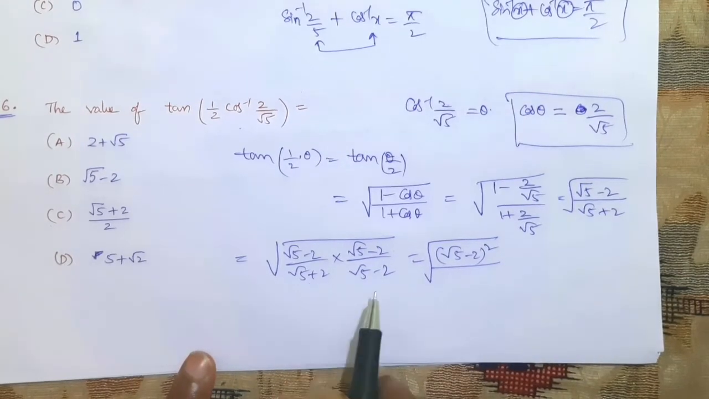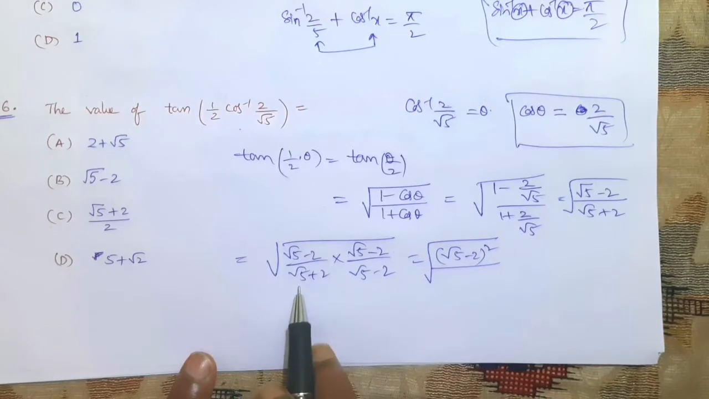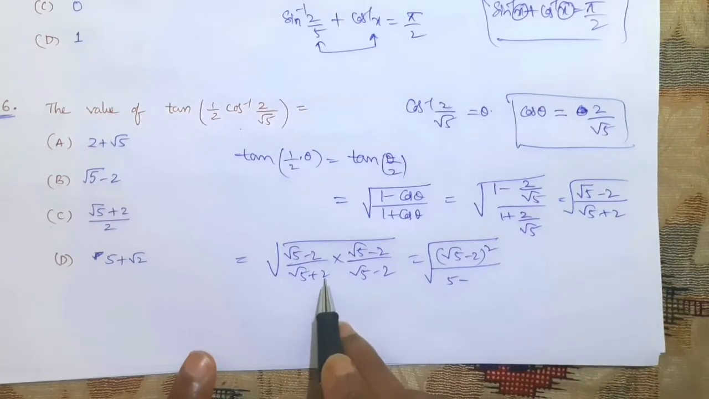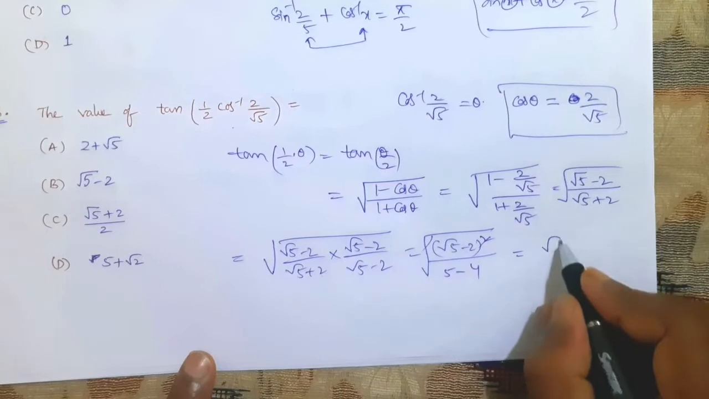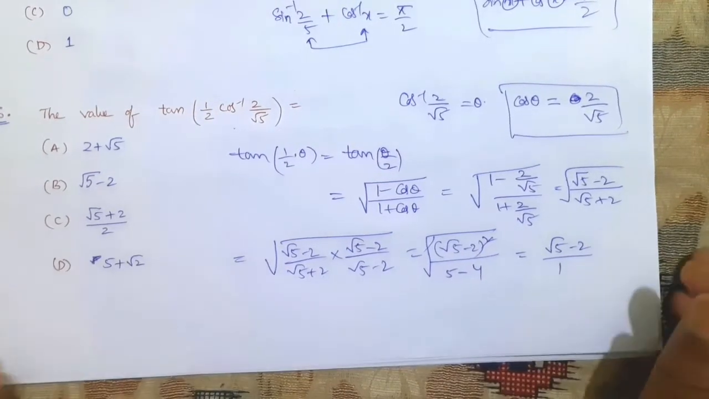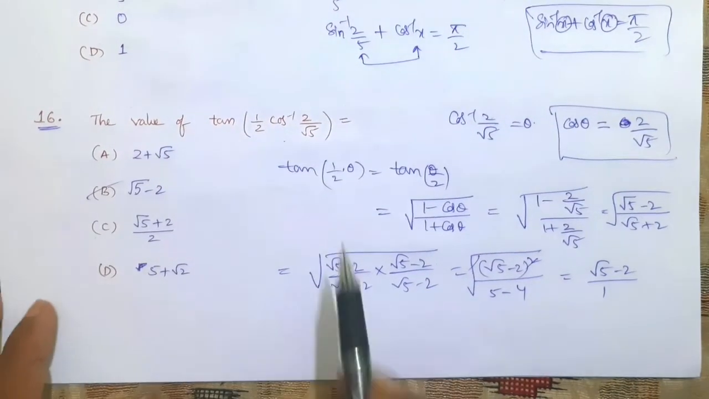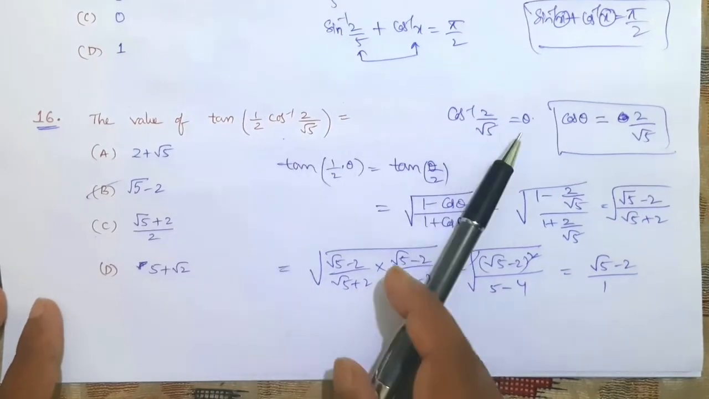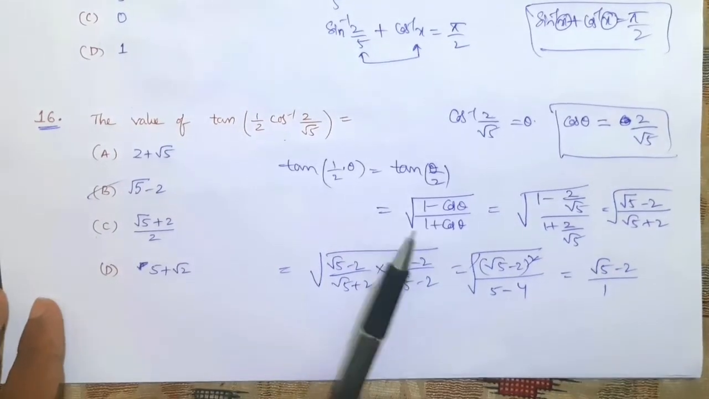Denominator: a plus b into a minus b formula. We know a plus b into a minus b is a square minus b square. What is a square? Root 5 whole square is 5, minus b square, 2 square is 4. So in the numerator the square and root cancel. You will get root 5 minus 2 divided by 5 minus 4, which is equal to 1. So it will be root 5 minus 2. Option B. Whenever they are given in terms like this, consider it as some theta. After that, convert in terms of tan, so that we have a formula.